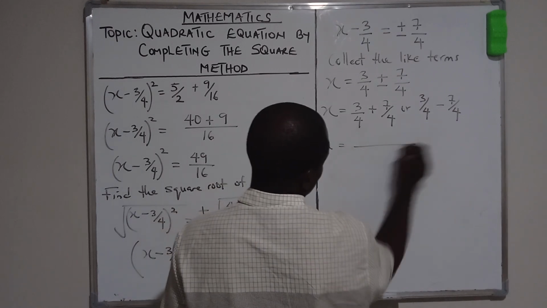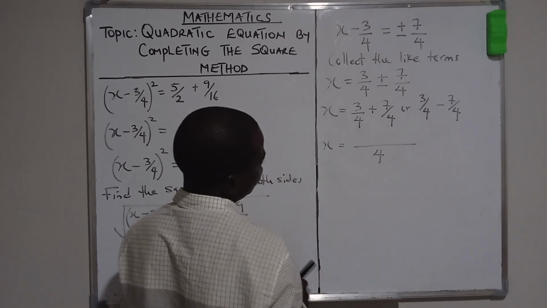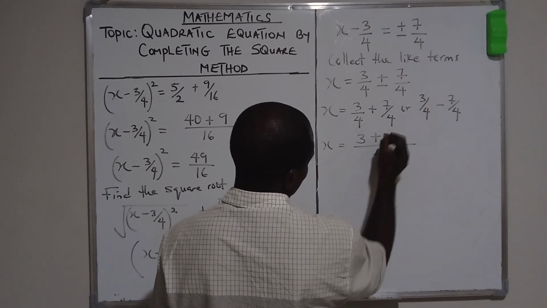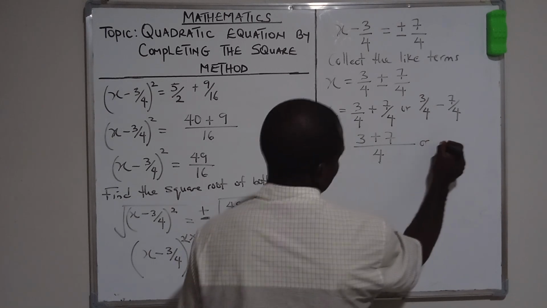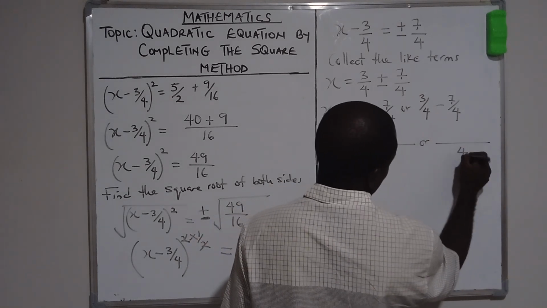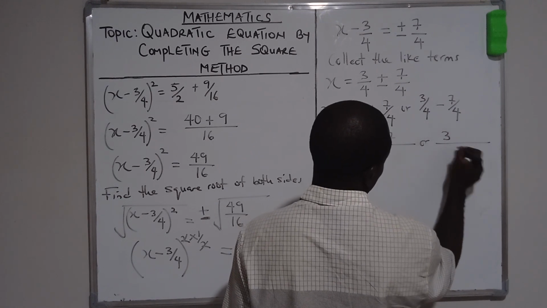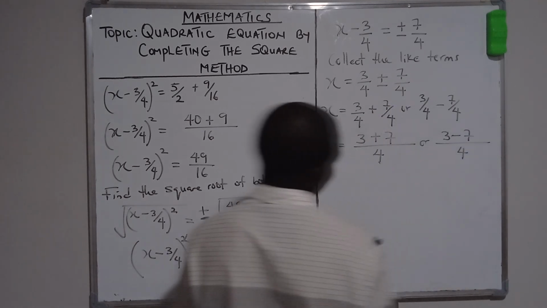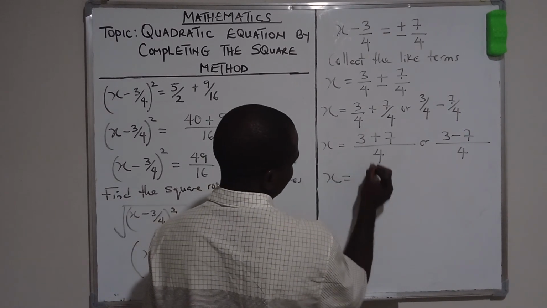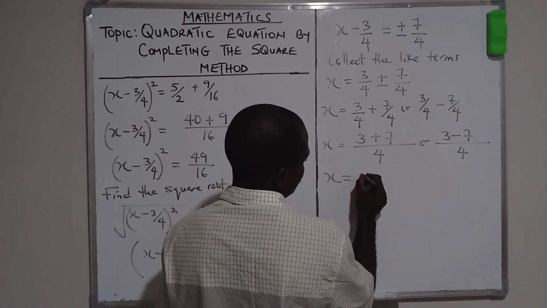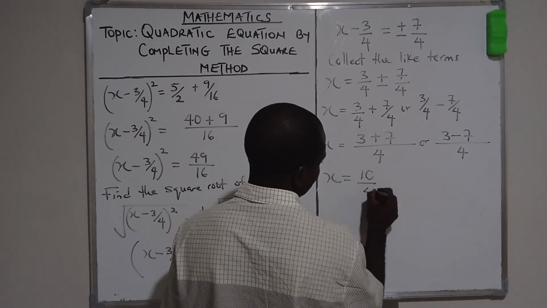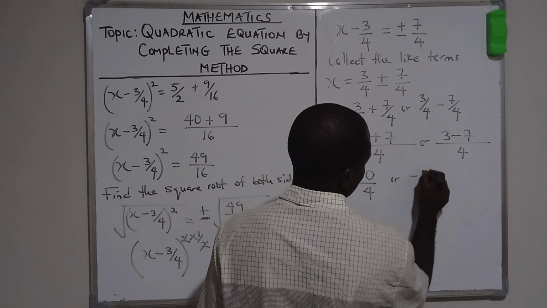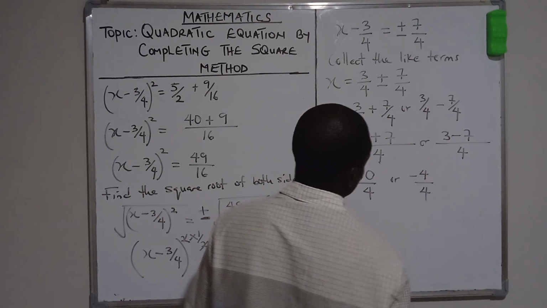x equals, for the LCM, 4. 4 goes in 4, 1. 1 times 3, that's 3, plus 4 goes in 4, 1, 1 times 7, 7. Or the LCM, 4. 4 goes in 4, 1, 1 times 3, 3, minus 4 goes in 4, 1, 1 times 7, 7. Now x equals 3 plus 7, that is 10 over 4, or 3 minus 7, that's minus 4 over 4.